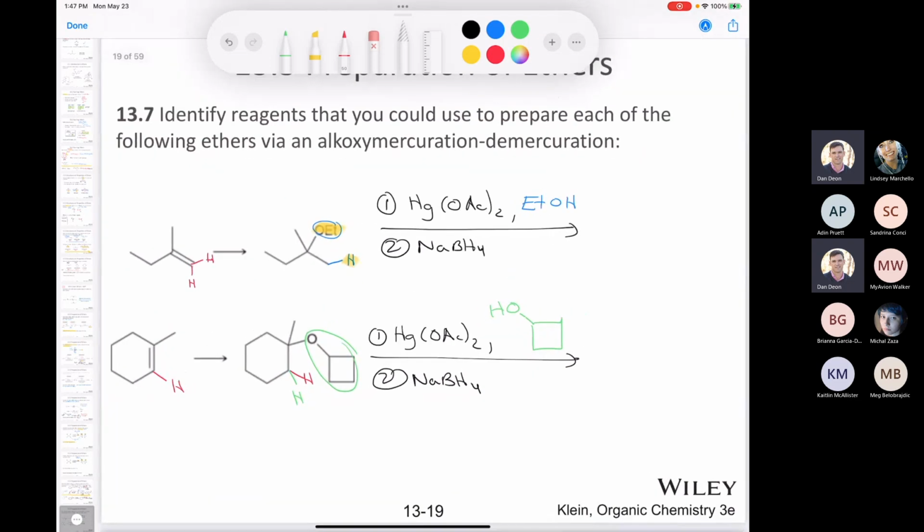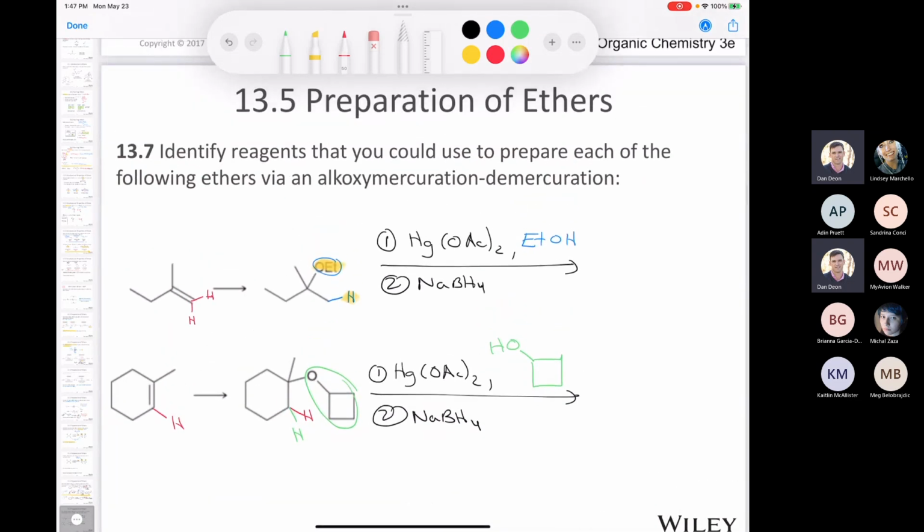So very neat reactions here, these alkoxymercuration-demercurations, wherein we use an alcohol as a solvent as opposed to water. And the reason we do that is because we can make an ether. Very interesting chemistry, at least I think it is. Well, let's keep on moving along here and talk about some more reactions of ethers.